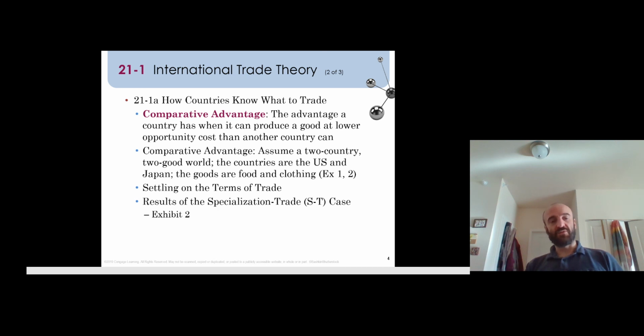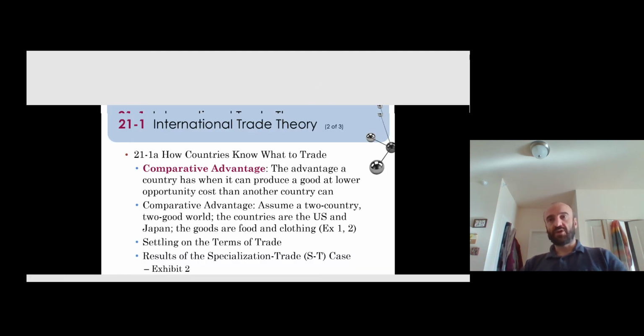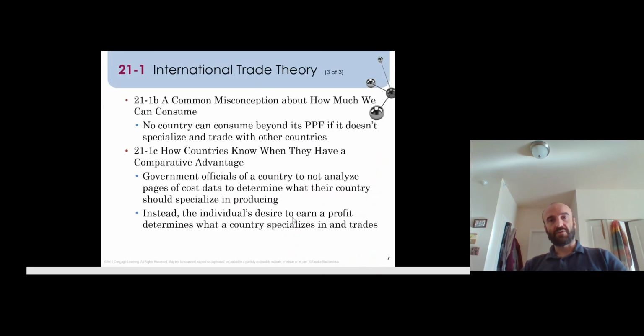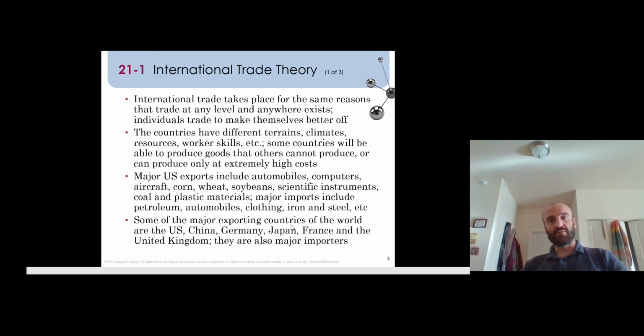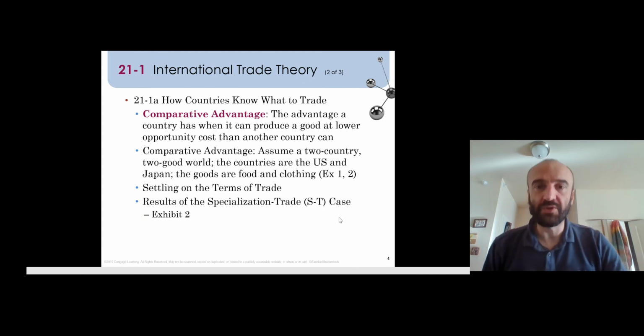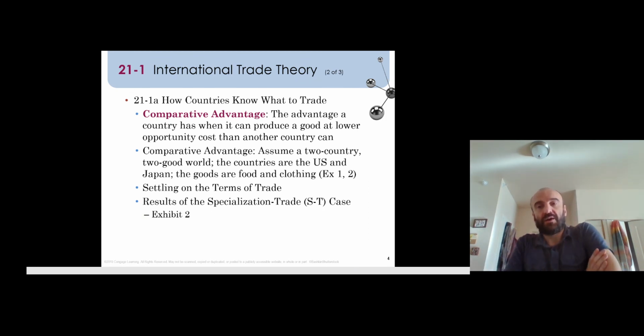The cornerstone of international trade theory is the principle known as comparative advantage. That's a theoretical principle that we already encountered. I will just briefly summarize it for you. Comparative advantage is a principle that determines the pattern of specialization.